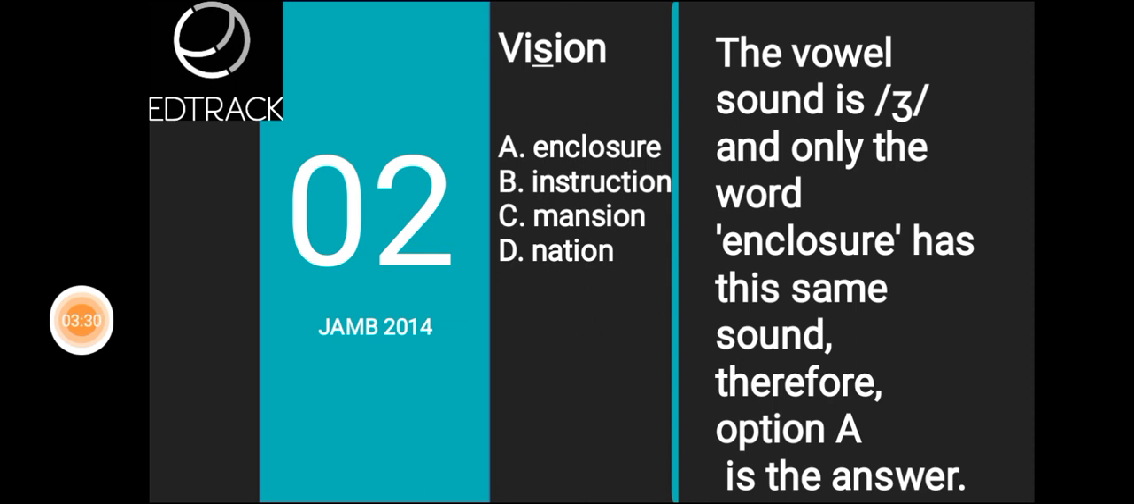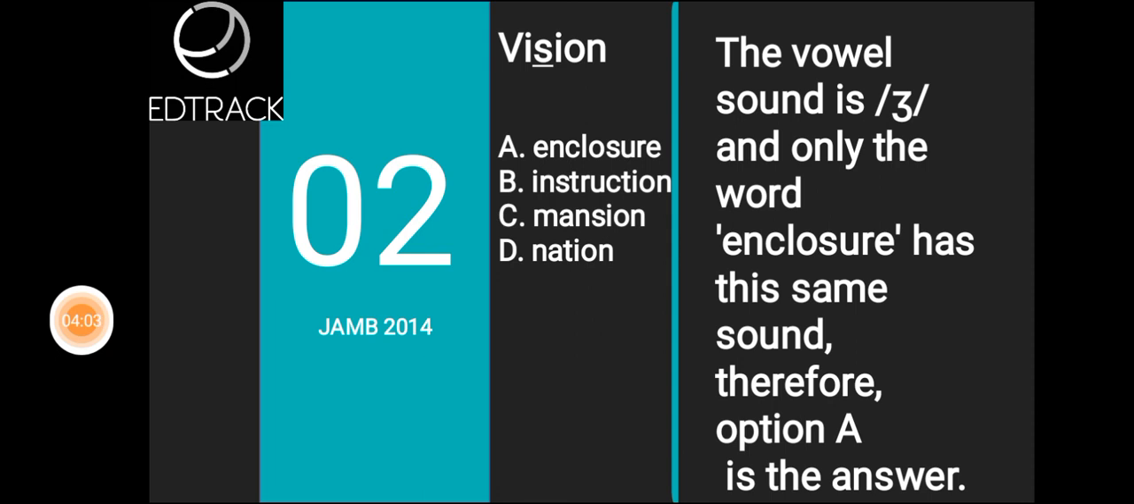So now let us pronounce the words we have in the four options one after the other and see which one of them has the Z sound. Option A, enclosure. Option B, instruction. Option C, mansion. And option D, nation.